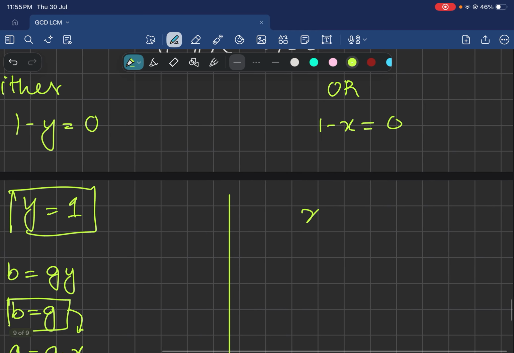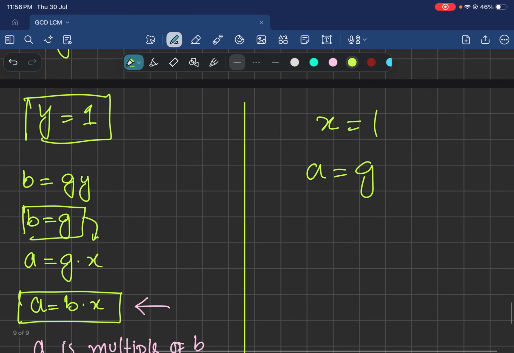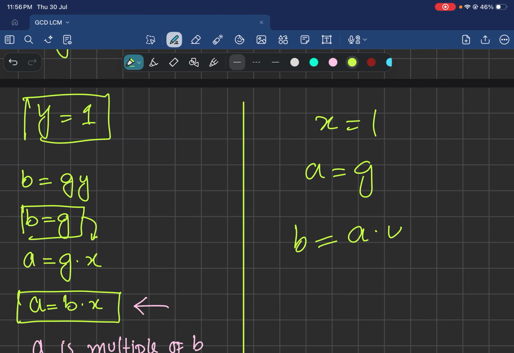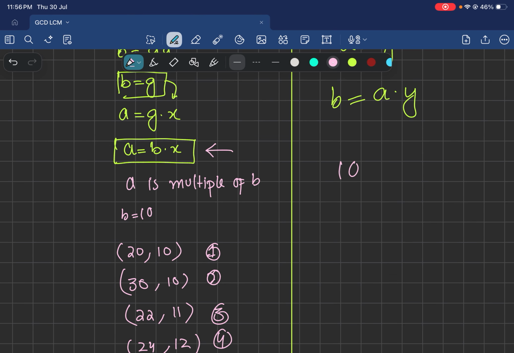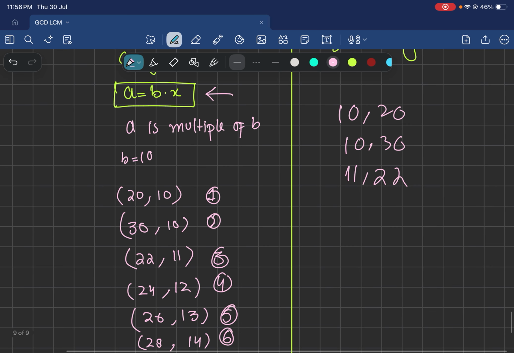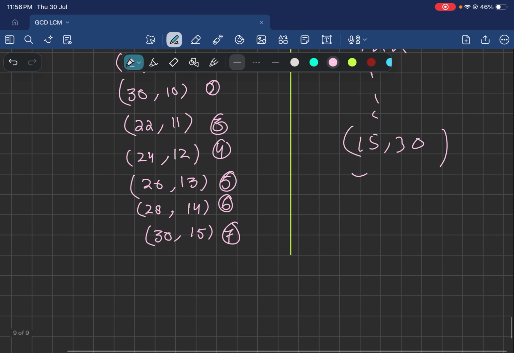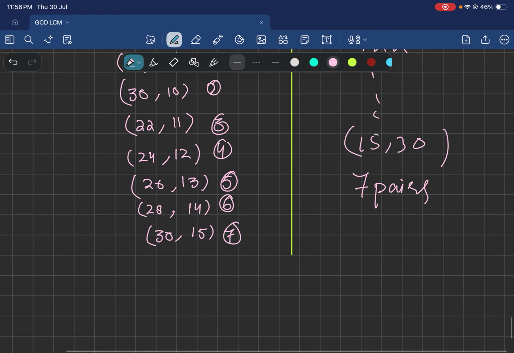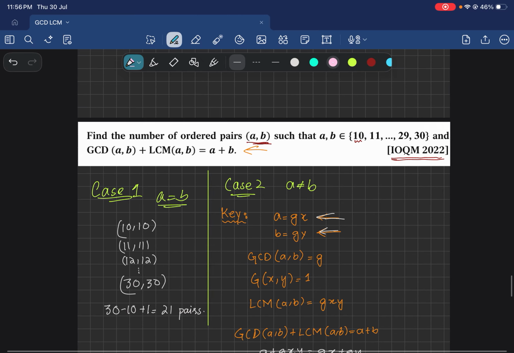And now if X is equal to 1, again we will get the same thing. A is equal to G, and then B would be equal to A times Y, and again it will be the same cases, like again 10, 20, 10, 30, 11, 22, all the way up to 15 and 30. Just the order is changed, which means 7 pairs from here, 7 pairs from here. In total we got 14 pairs from our case 2.